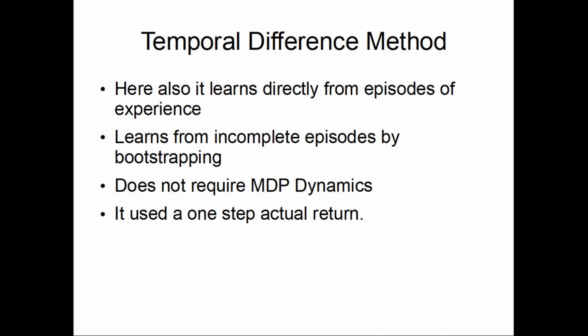Here the agent learns directly from episodes of experience, but here it won't know the complete episodes. So here we use bootstrapping. We never know very clearly all the things, and bootstrapping also involves that we are guessing something of the future. One step actual return. I'll talk to you about one step actual return.